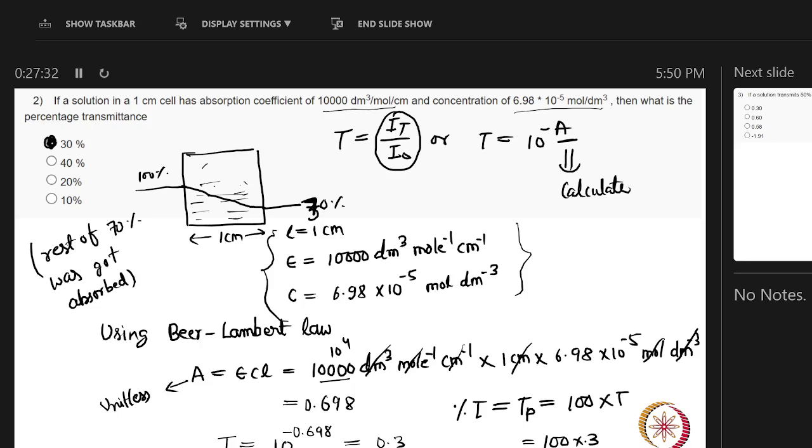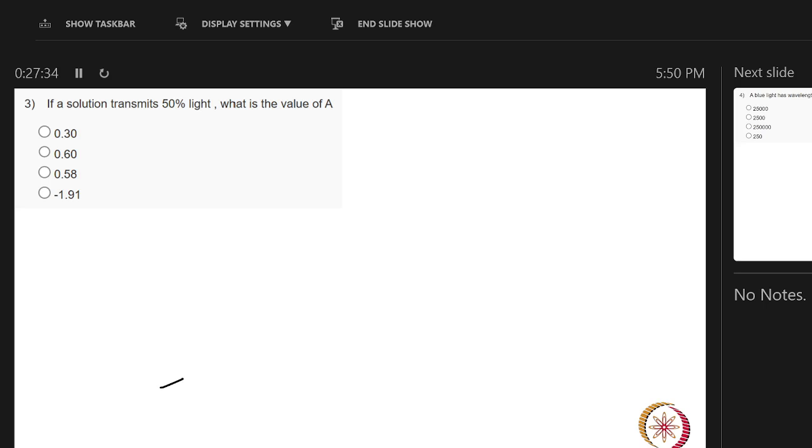So we'll solve the next question. If a solution transmits 50% of the light, what is the value of A? So what is given here? Percentage of transmittance, TP. Is that 50%?